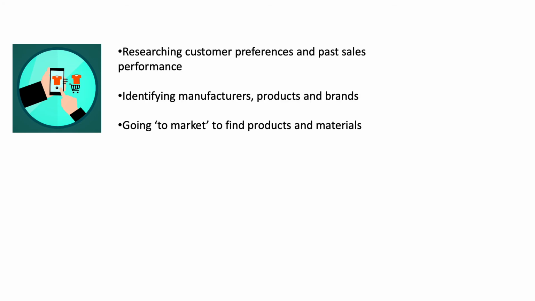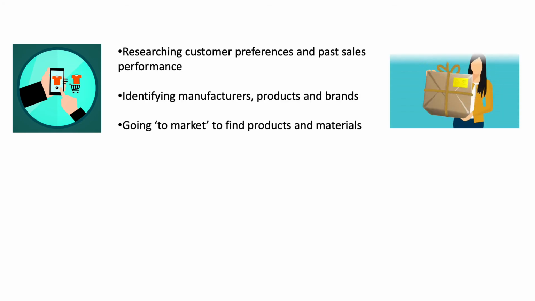Now, let's look at how it helps in planning Vanilla's procurement strategy. Keeping in mind the above specifics, Vanilla should start researching customer preferences and past sales performance. She should identify manufacturers, products, and brands. She should go to market to find products and materials.